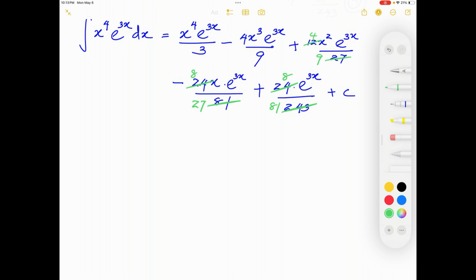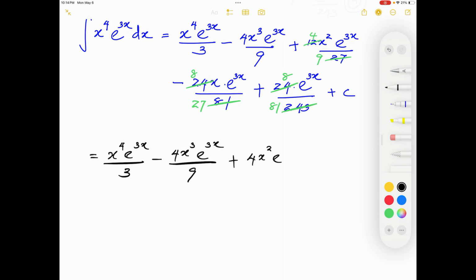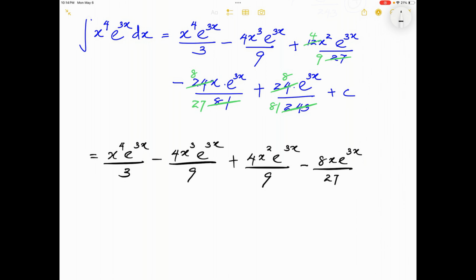Alright, now we can go ahead and write down our final answer. x to the 4th e to the 3x over 3 minus 4x cubed e to the 3x over 9 plus 4x squared e to the 3x over 9 minus 8x e to the 3x over 27 plus 8 e to the 3x over 81, and we have a plus c. That's the final answer for this question.